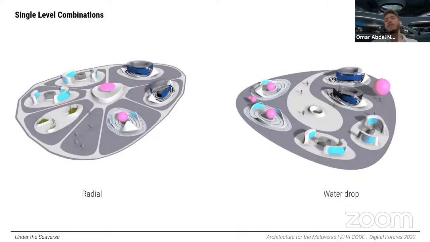On this slide, we've got the single level combinations, which are arranged radially on the left and like a water droplet on the right, in which on the right you move around this central space and access the spaces on the borders of the water drop or the combination. Next please, Jenny.